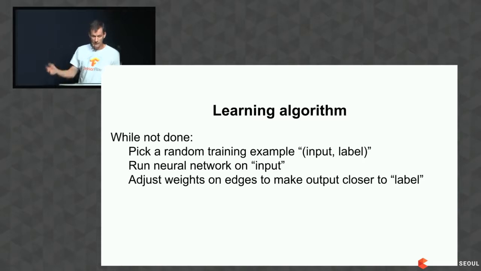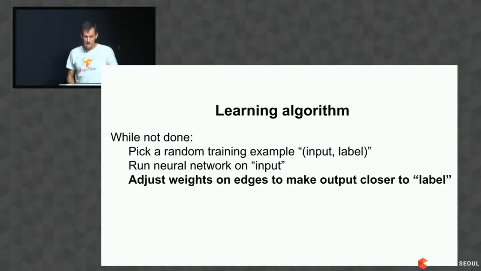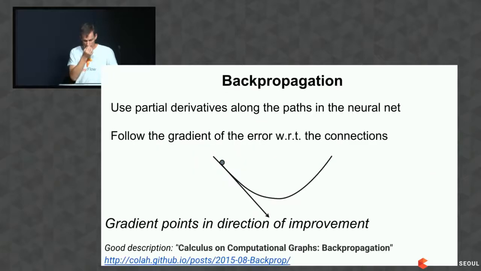The learning algorithm is actually really simple. It's this loop. So while you're not done, you're going to pick a random training example. This is for supervised training, so I have the input, and then I have the desired output, the label. I'm going to run the network on input and see what it produces. So I propagate forward, run all those neurons, and then I'm going to adjust the weights on the edges in the process I'll describe to make the output closer to label. And it turns out that good old Newton has solved this problem for us.